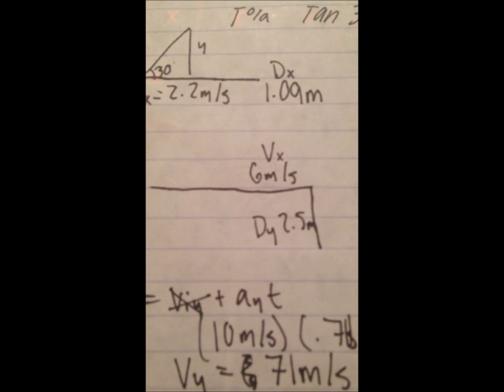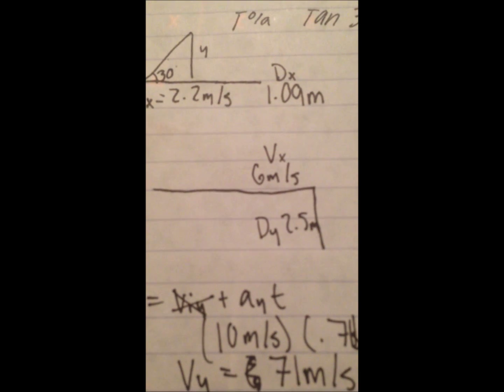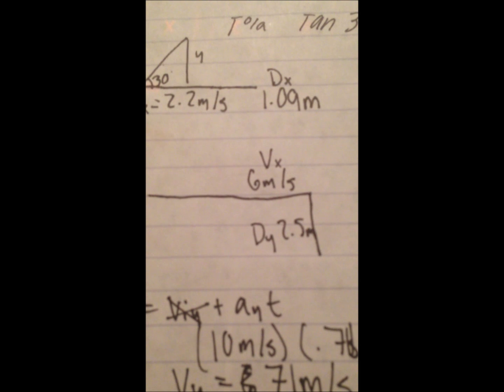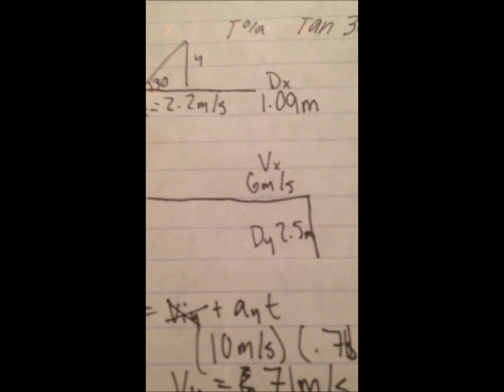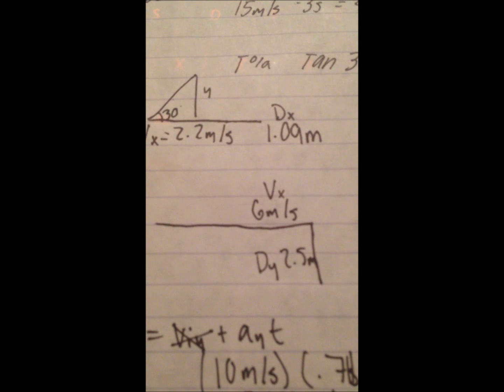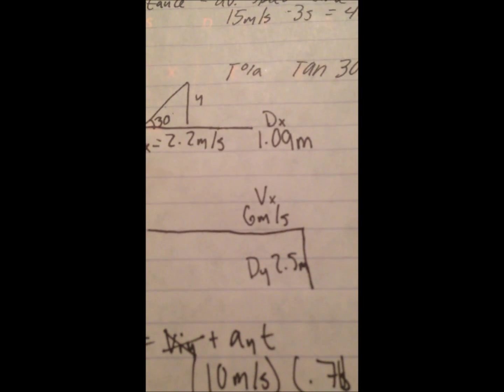Number 20. An Oreo rolls across the table at 6 meters per second. The Oreo then rolls off the table that is 2.5 meters high. How far in the x direction will the Oreo hit? What is the final velocity in the y? So here I drew a little diagram to show the situation, the vx and the dy.